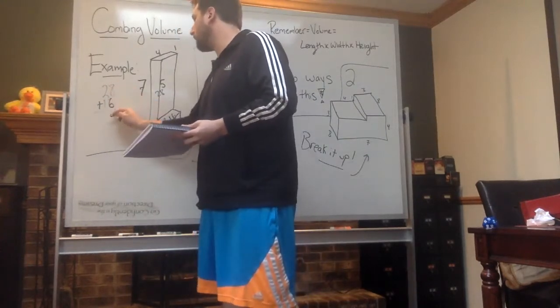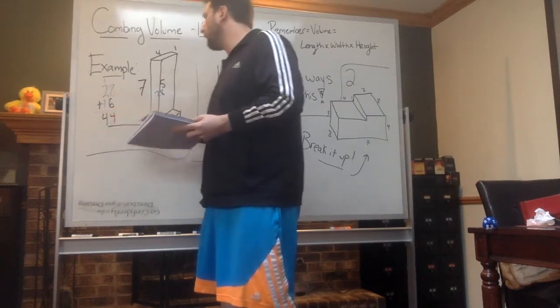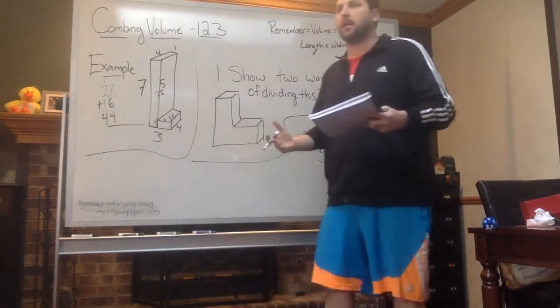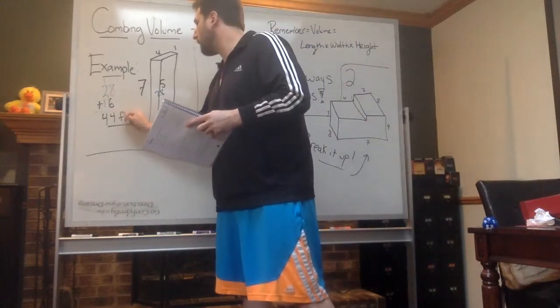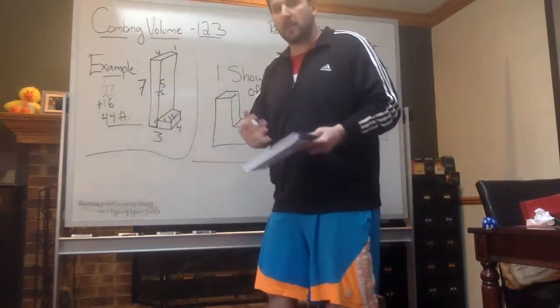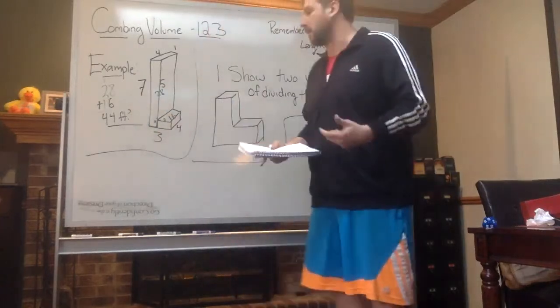8 plus 6 is 14. Carry the 1. 1 plus 2 plus 1 is 4, so 44. Again, we need to have a label on here. So in this case, it's going to be feet. And because we found 3 different measurements, it's going to be feet cubed. We talked about that. It's always going to be cubed at the end.